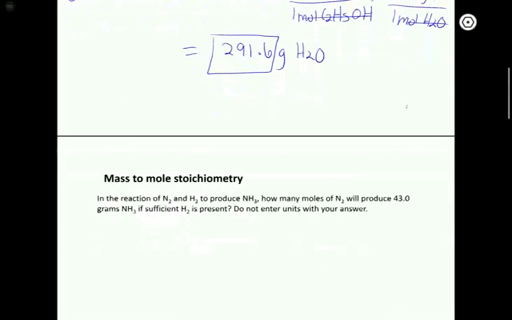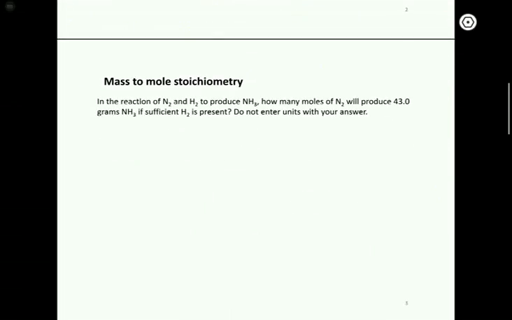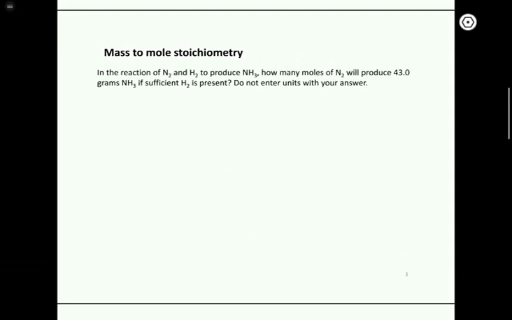All right, and then we have sort of the opposite type of problem, which is mass to moles. Here we're given the mass of a product and asked to find moles of a reactant. So here we have the reaction of N2 and H2 to produce NH3, one of the most industrially important reactions in the world, as it turns out.